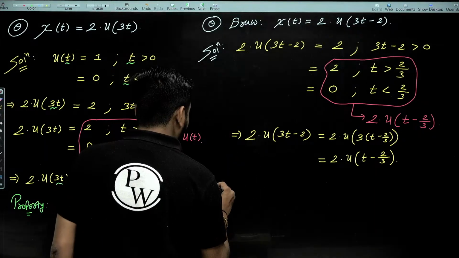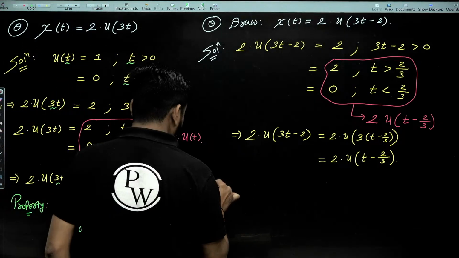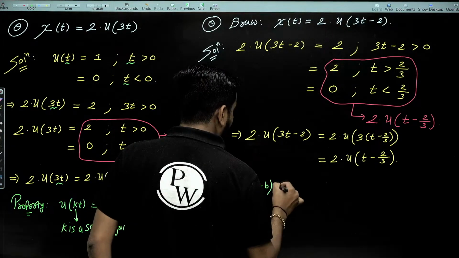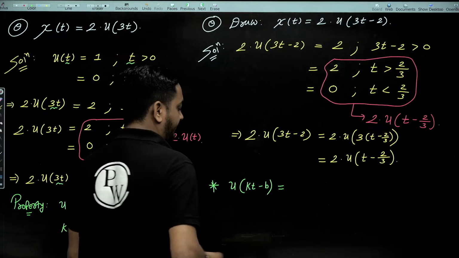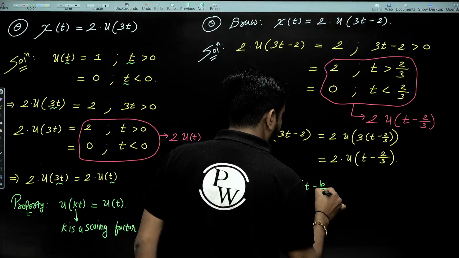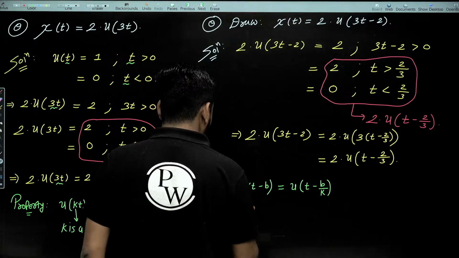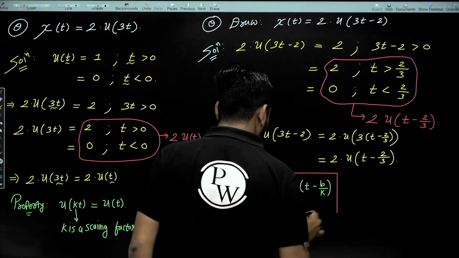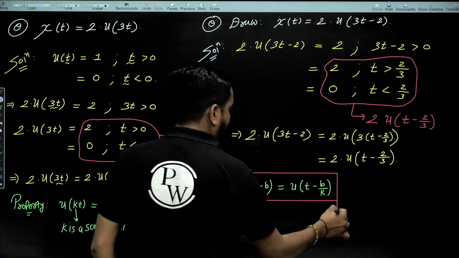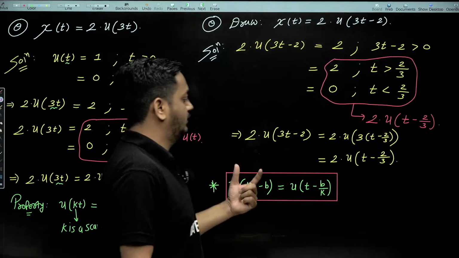Okay. So what can we write here, guys? An important property again. The property of the step function is: u of kt minus b, suppose I am writing. You can remove the scaling factor k, but first you have to take k common, and it will be u of t minus b by k, where b and k are constants. This is a very important property of the step function. k can be positive, negative, integer, non-integer. Similarly, b can be positive, negative, integer, non-integer.